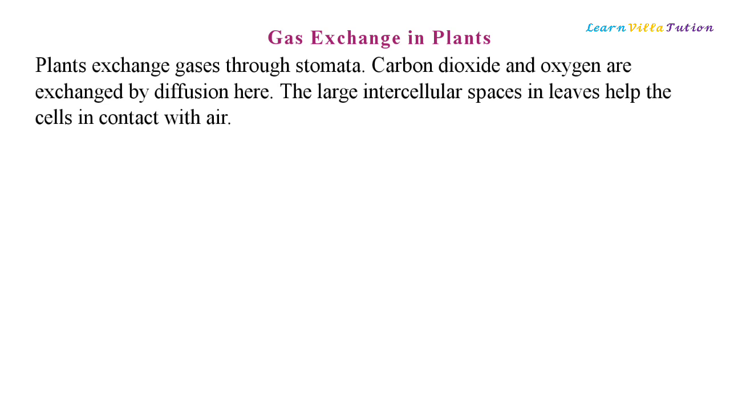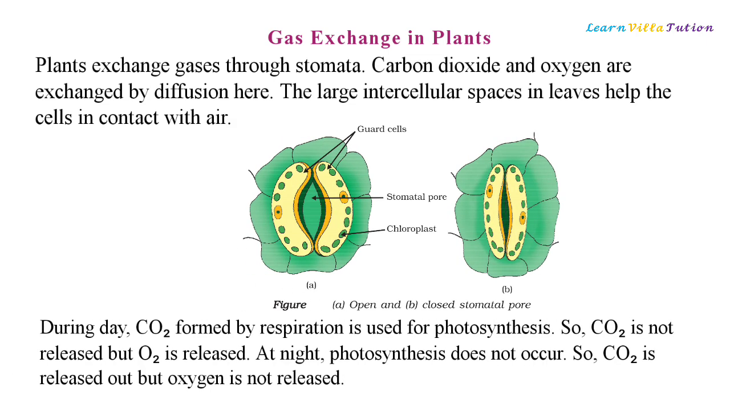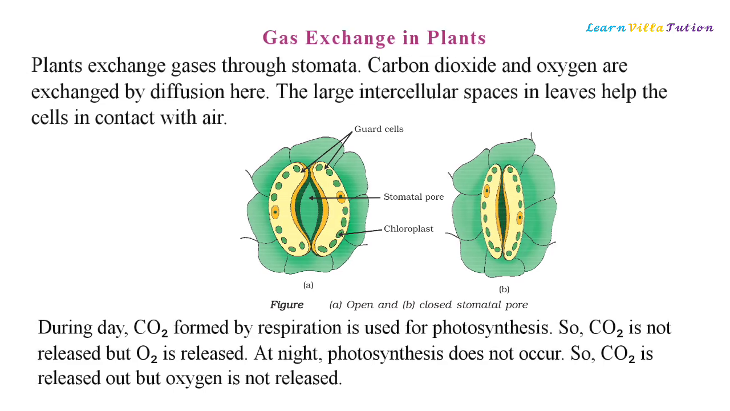Gas exchange in plants. Plants exchange gases through stomata. Carbon dioxide and oxygen are exchanged by diffusion here. The large intercellular spaces in leaves help the cells in contact with air. During day, carbon dioxide formed by respiration is used for photosynthesis. So, carbon dioxide is not released but oxygen is released. At night, photosynthesis does not occur. So, carbon dioxide is released out but oxygen is not released.